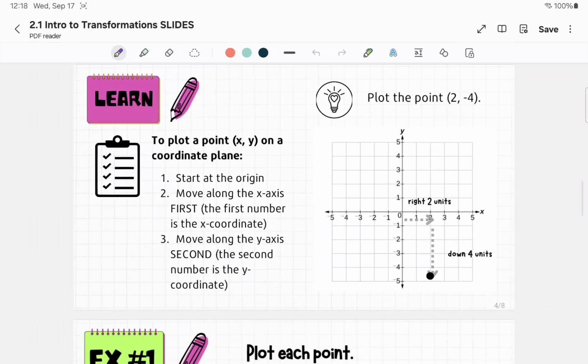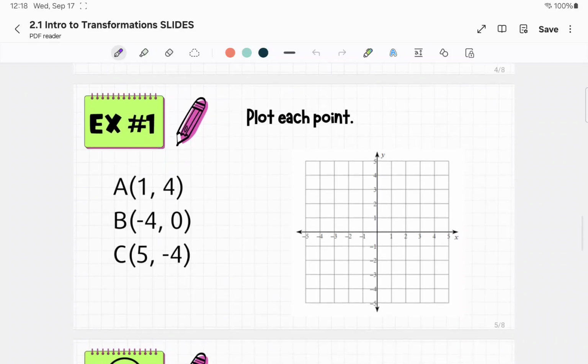So in order to plot a point, x and y on the coordinate plane, you're going to start at the origin. You're going to move along the x-axis first, either left or right. If it's positive, it's to the right. If it's negative, it's to the left. And your second number tells you how to move up and down. Up is positive and down is negative.